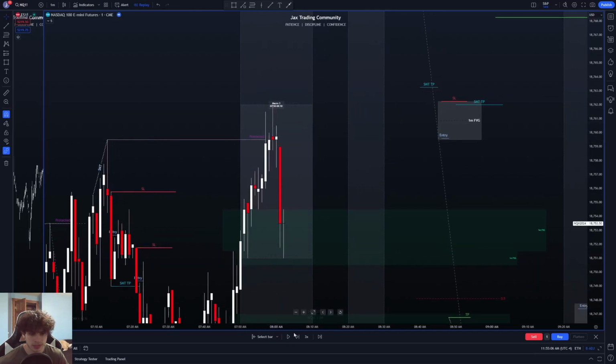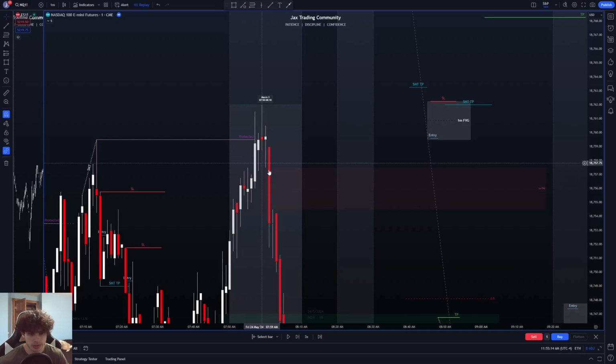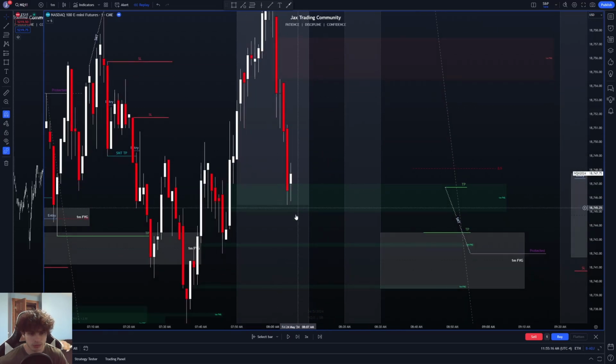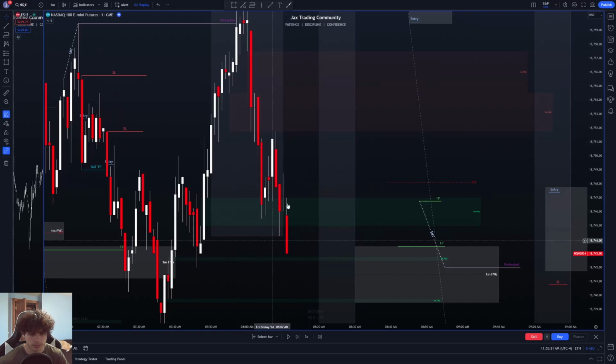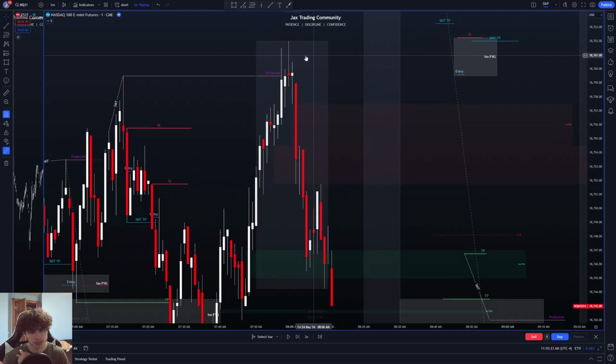So here's this move down. We have a fair value gap right here. This is your recent low that we market structure shift through. We don't end up tapping into the fair value gap. We go all the way down here, and the macro is over. So you can see the macro did reverse the move after taking buy side liquidity.